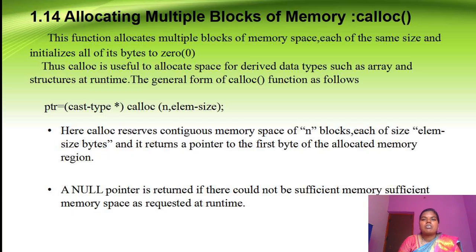The general form of the calloc function is as follows: ptr = (cast type *) calloc(n, element size). Here calloc reserves contiguous memory space of n blocks, each of size element size, and it returns a pointer to the first byte of the allocated memory region. A null pointer is returned if there is not sufficient memory available during runtime.